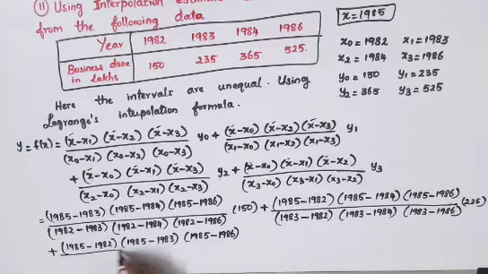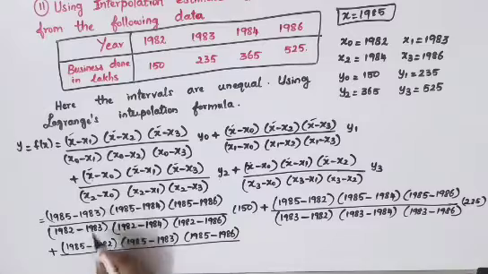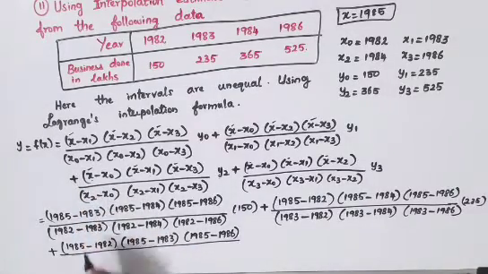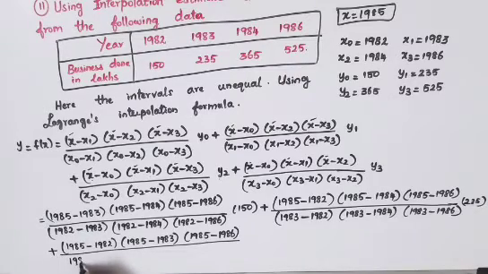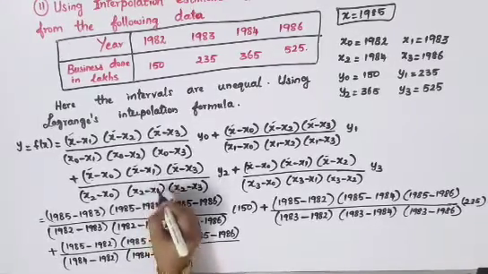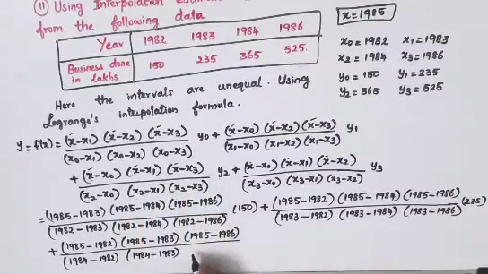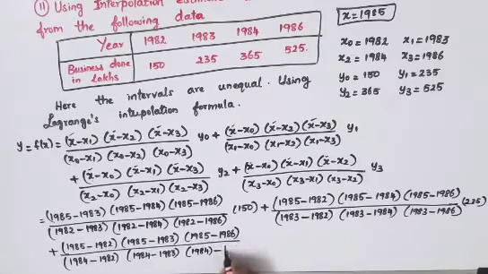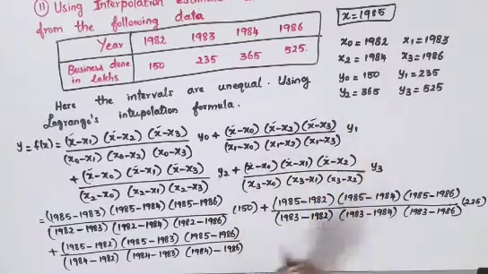Once the numerator is over, just go to your denominator. Your denominator is x2 here. So x2 is nothing but your 1984. So 1984 minus, see this value and write as it is, 1982. Then again 1984 minus this 1983, because both numerator and denominator will be same only, minus part is same. Okay, then here again 1984 minus 1986, then into y2, so y2 is 365.